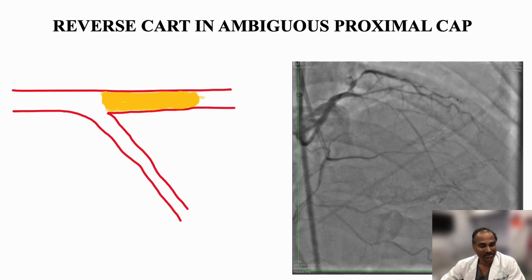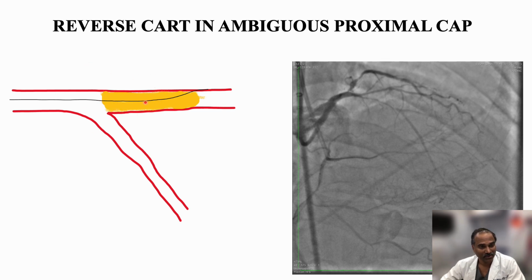And this is the principle basically. This is LMCA kind of thing, but this applies to every bifurcation, so either LAD, D1, or LCX, OM, or RCA, PDA, and PL. So any bifurcation you can apply the same rule.